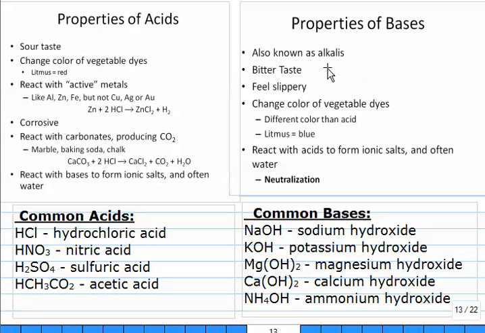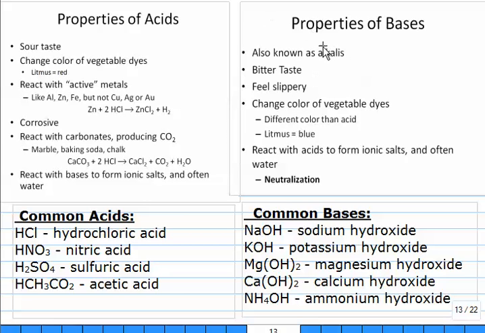I don't recommend going and tasting the bases present in your chemistry lab, but things like Novocaine at the dentist, you may have gotten a shot of Novocaine and you'll remember that horrible bitter taste. That's because Novocaine is a base. And so that's a characteristic quality of these.